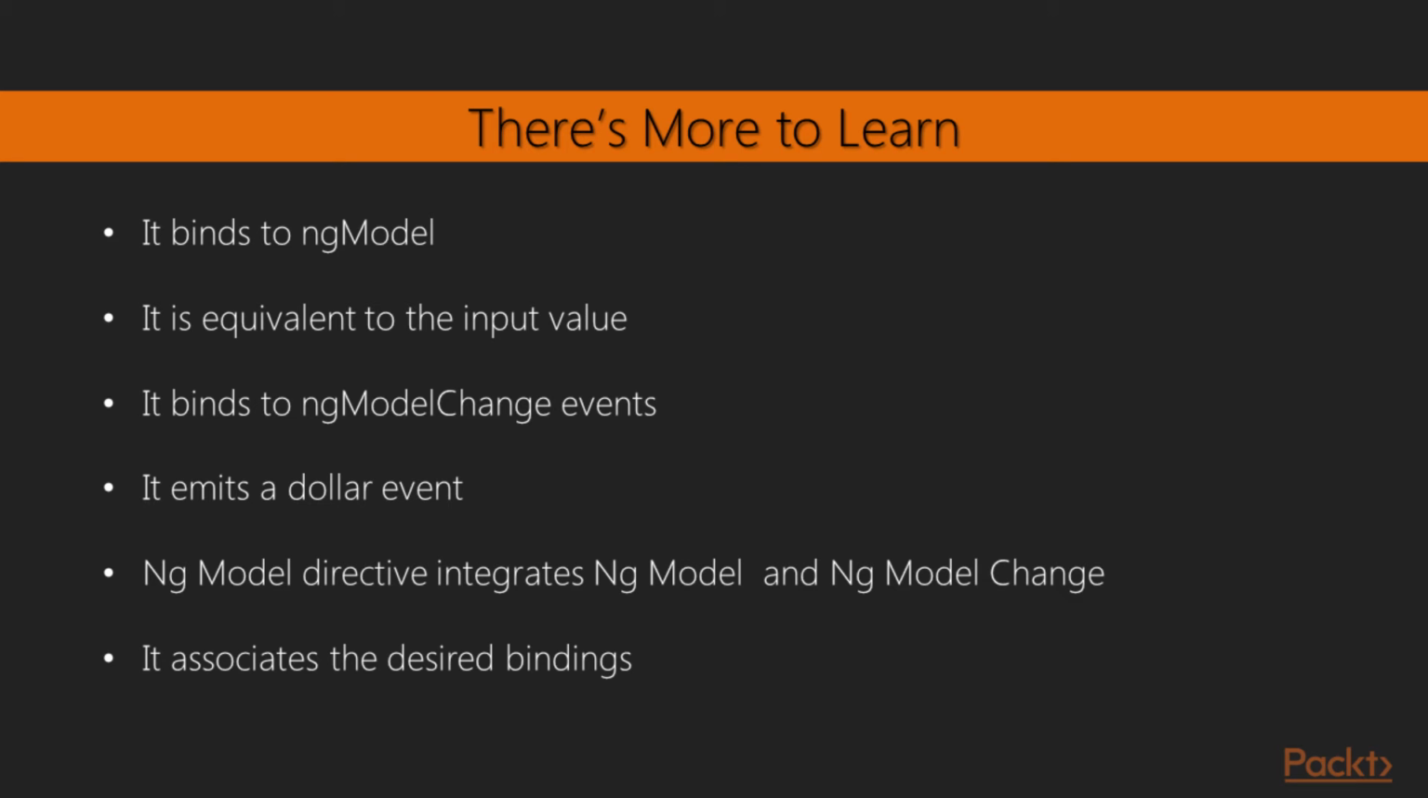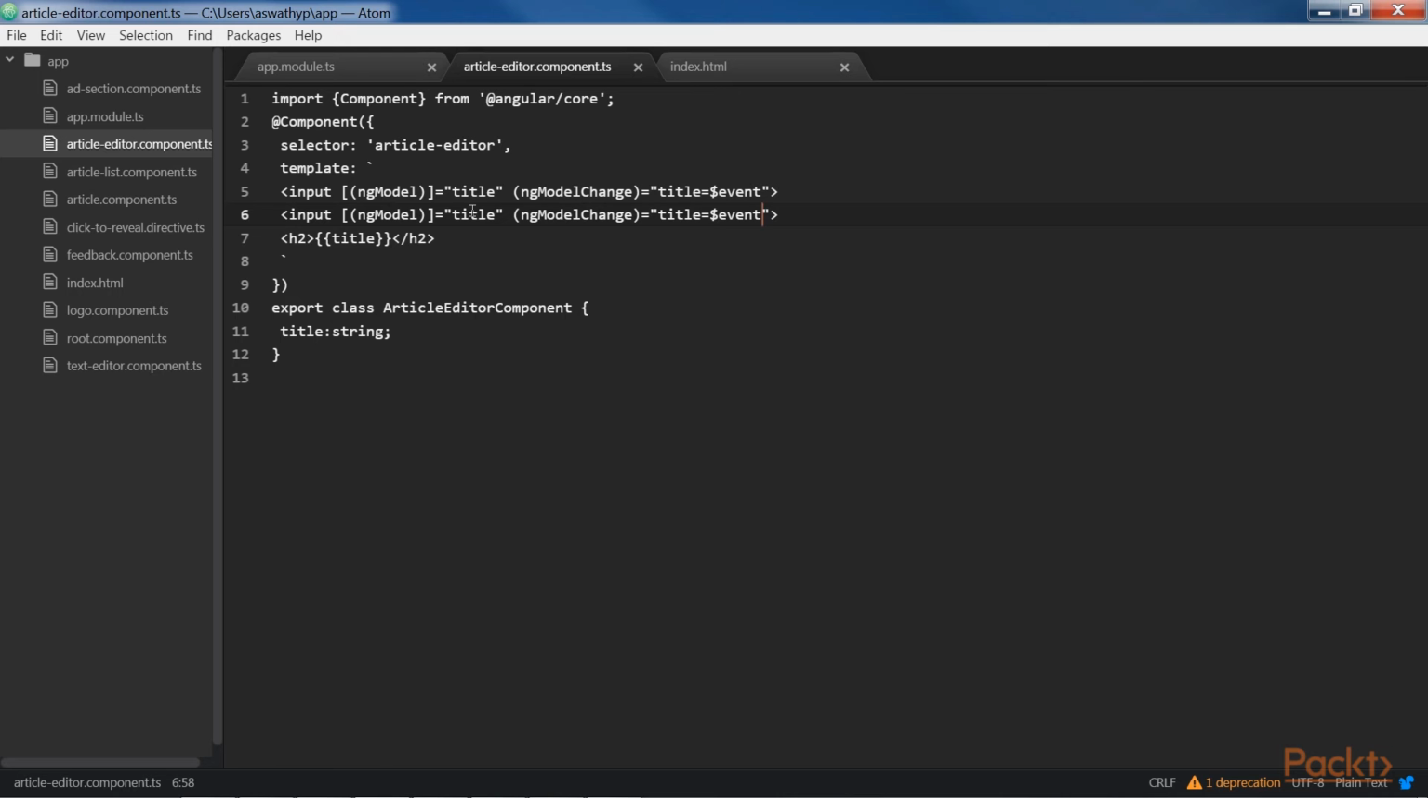There's more to explore. You might still find that there's a bit too much syntactical sugar happening here for your taste. You're binding to ngModel, but somehow it's equivalent to the input value. Similarly, you're binding to ngModelChange events, which are all emitting a $event that appears to be only a string. This is indeed correct. The ngModel directive understands what it is part of and is able to integrate ngModel and ngModelChange correctly to associate the desired bindings. Here's what the core of these bindings is essentially doing.